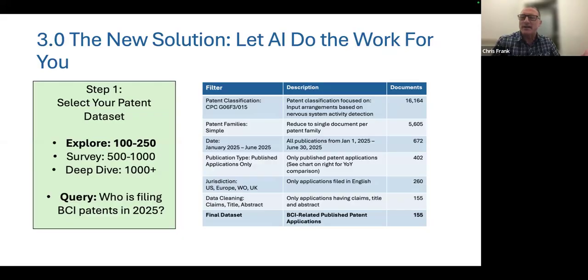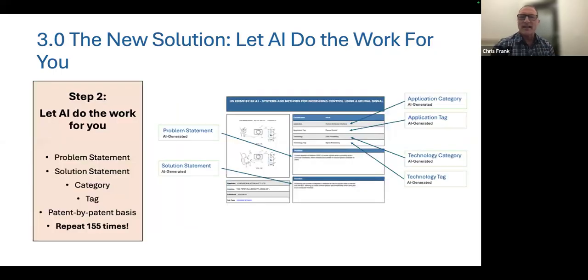So let's just see what's out there. Let's see who's filing, see what they're filing. I'm not even pretending that I have a product in mind. I just want to see what's out there in this interesting BCI space. Could be medical products, could be consumer products, probably a mix of both. Let's see what's out there. Okay. So that was step one. We have our data set, 155 documents. Let's not do anything and sit back and let AI do the work. So what is AI going to do for me? I'm going to feed it one patent at a time, and it's going to come up with a problem statement.